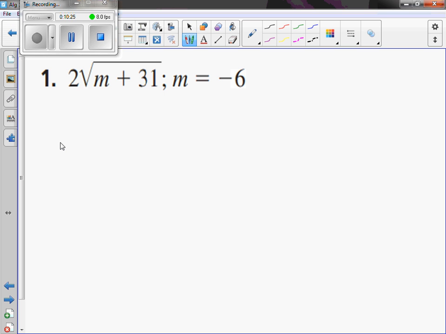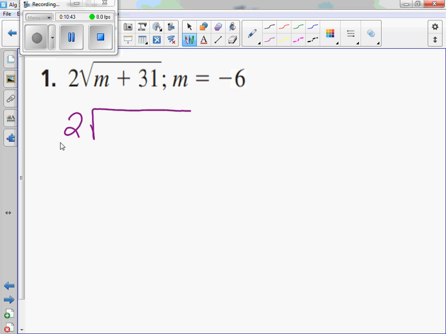How about this one here? I have a feeling y'all are pretty solid with these. Do you want to try this one on your own and then come back together? No? So let's see this here. So 2 square root of what? What's the value of m? Oh, so they put a semicolon there. Now negative 6 plus 31. Well, you can plug this into the calculator. It would be 25.